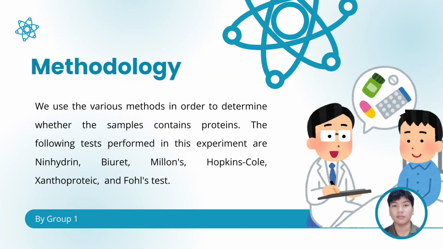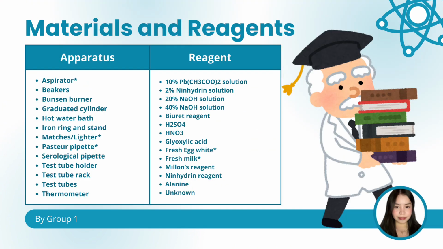Methodology. We use various methods in order to determine whether the samples contain proteins. The following tests performed in this experiment are ninhydrin, biuret, Millon's, Hopkins-Cole, xanthoproteic, and false test. We use these tests to determine the presence of proteins in each sample. Here are the materials and reagents used for this experiment. Please refer to the table provided.